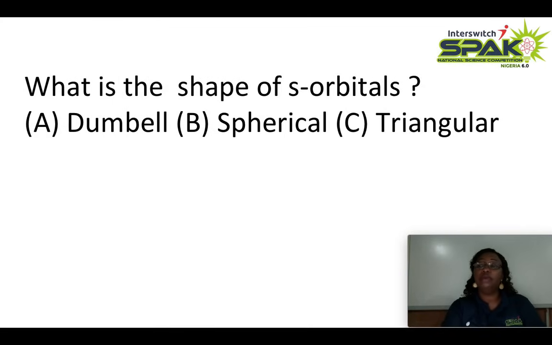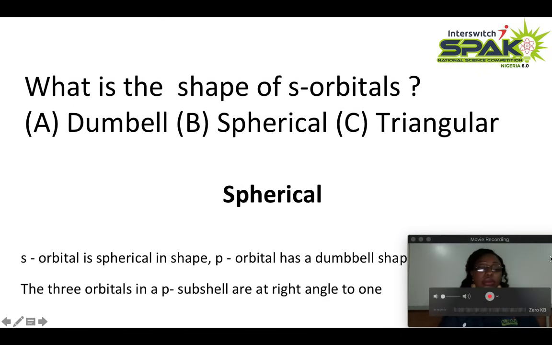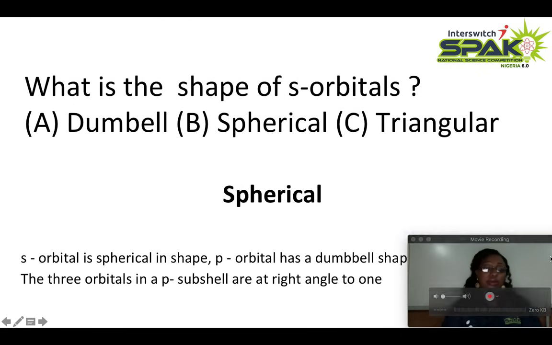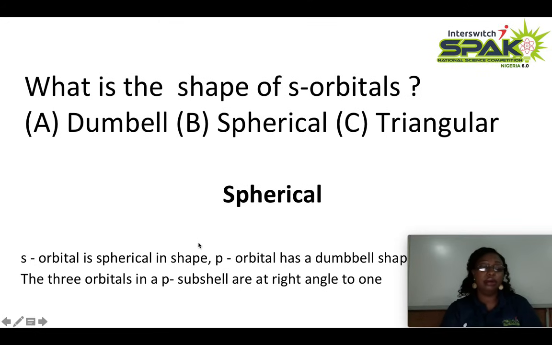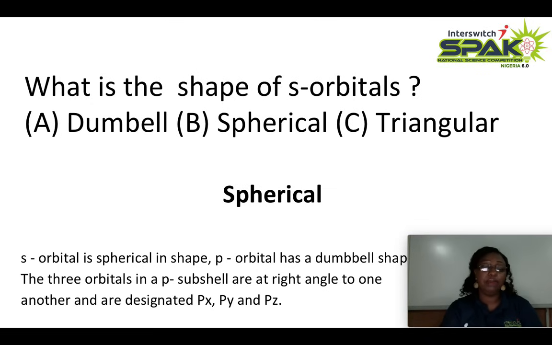What's the shape of an s orbital? Is it dumbbell, spherical, or triangular? The answer is spherical. S orbital shape is spherical. S is spherical, P is dumbbell. The three orbitals in a p subshell are at right angles to one another and are designated Px, Py, and Pz.